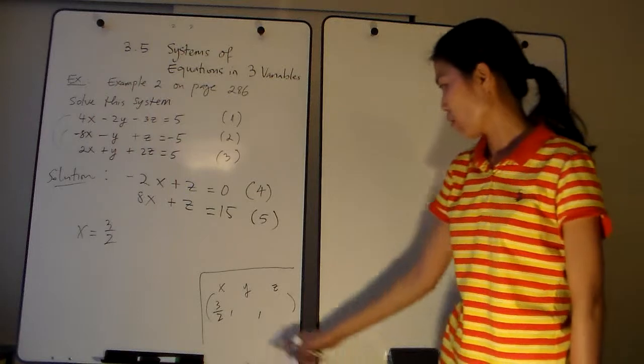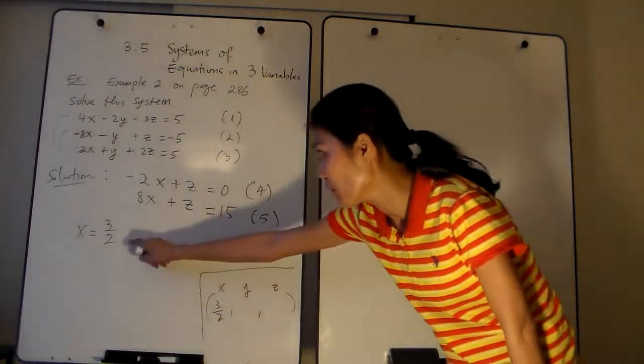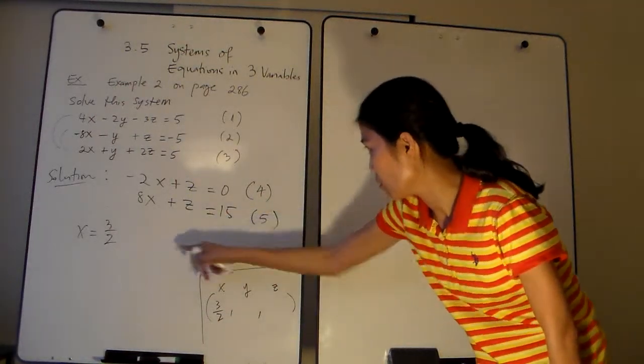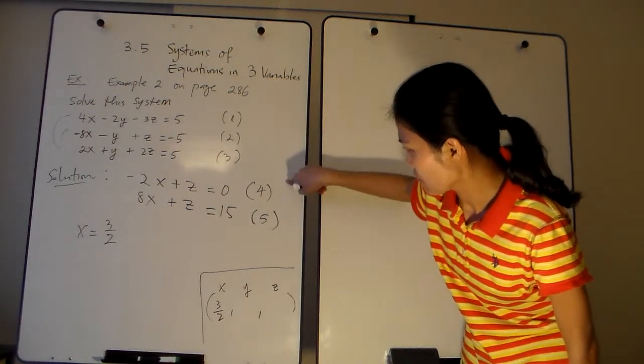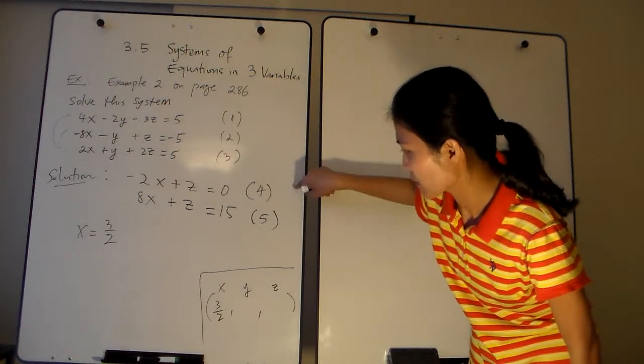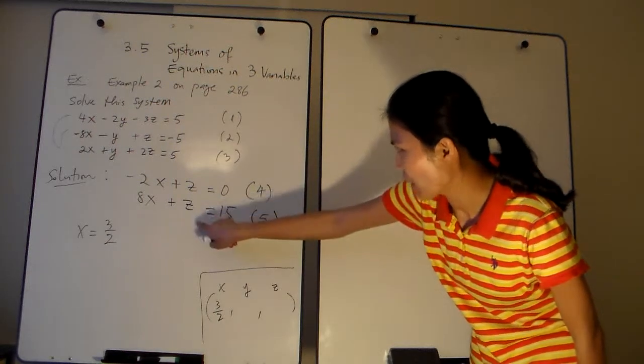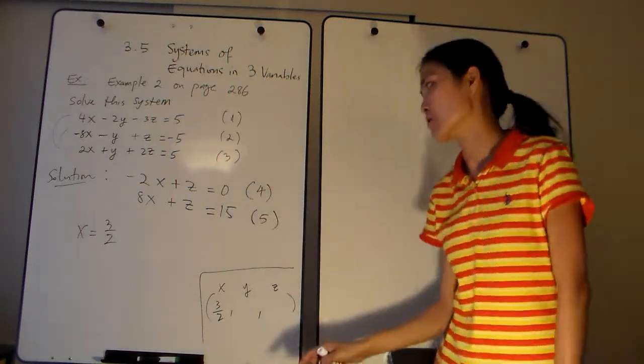To solve for y and z, let's see. So far we know x. So look at all the equations 1, 2, 3, 4, 5. These two equations form 5. It has the z, right? So actually you can use this equation to solve for z.